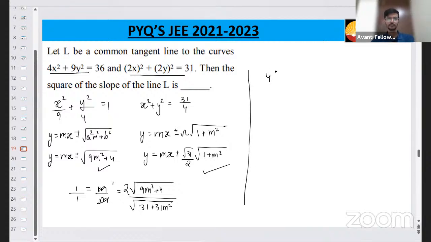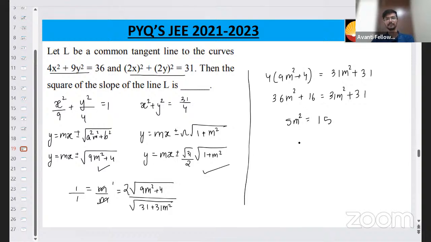And square also. So if I square on both the sides, I'll get 4 into 9m square plus 4 is equal to 31m square plus 31. 9 4s are 36m square plus 16 equals to 31m square plus 31. What I'll get? 5m square equals to 31 minus 16, 15. So m square equals to 3. We have to find the square of the slope. Square of the slope means m square, which is equal to 3. So this is our answer. Got it? Let's move to the next question.